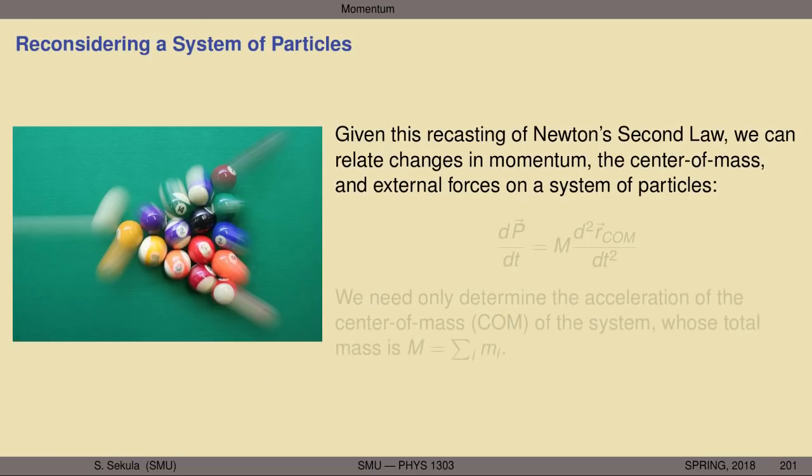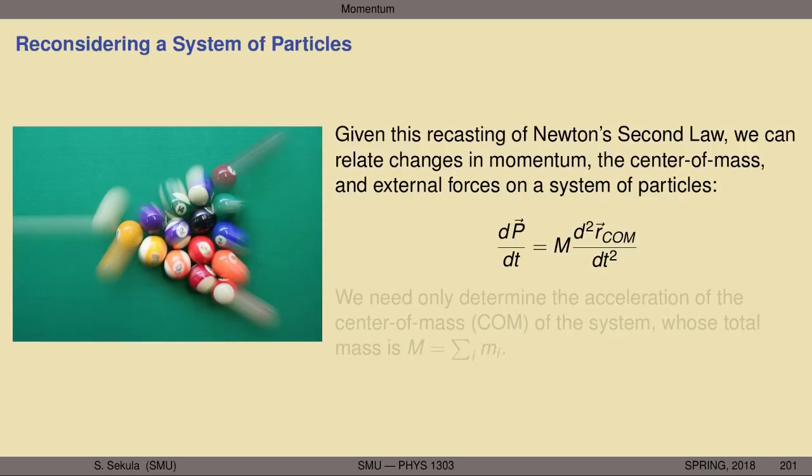So let's reconsider a system of particles. Given this recasting of Newton's second law, we can relate the changes in momentum, the center of mass, and external forces on a system of particles. It must be true that if I consider changes in the momentum of an entire system of particles, the sum of all the individual momenta with respect to time, that must be equal in the end to the total mass of the system times the second derivative with respect to time of the position of the center of mass of the system. This is just an extension of the center of mass concepts from the previous material in this course.